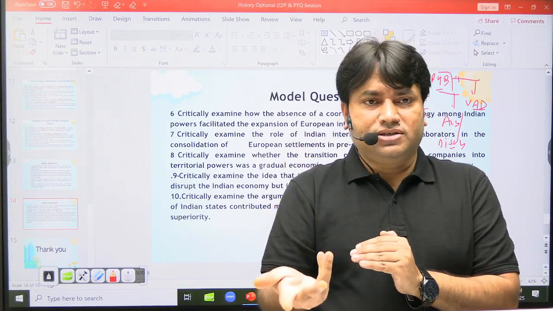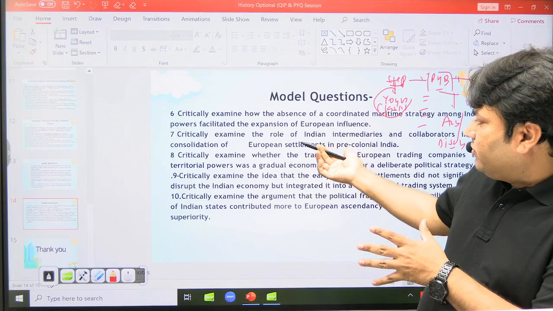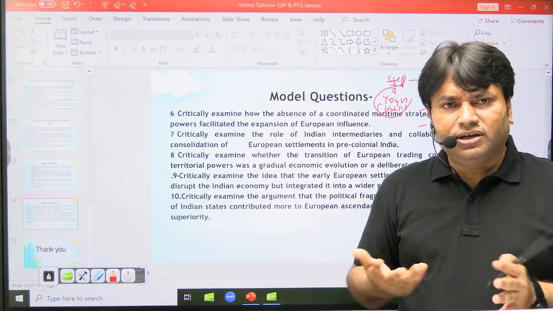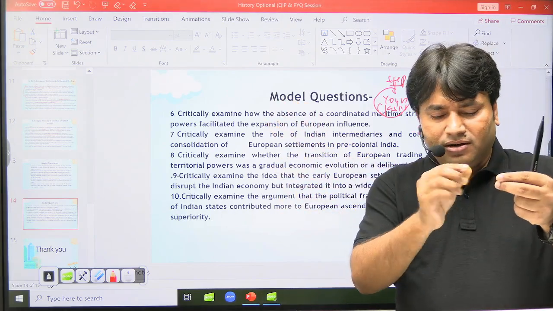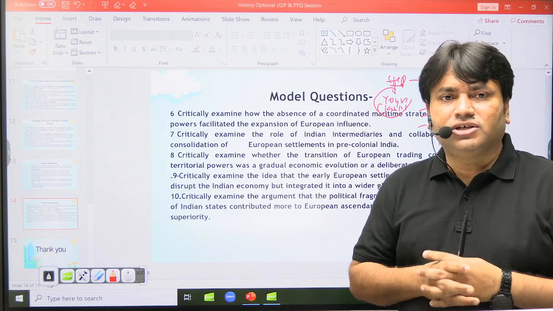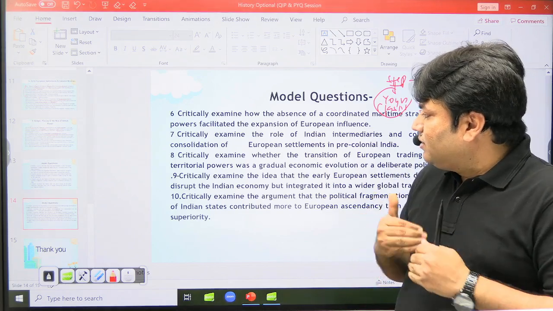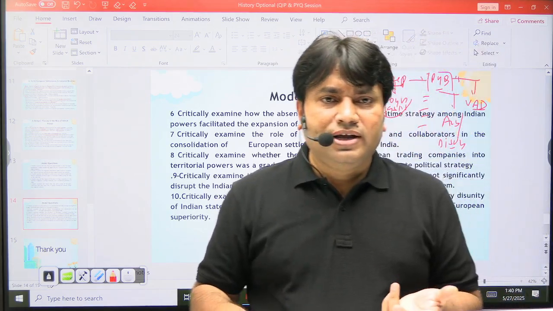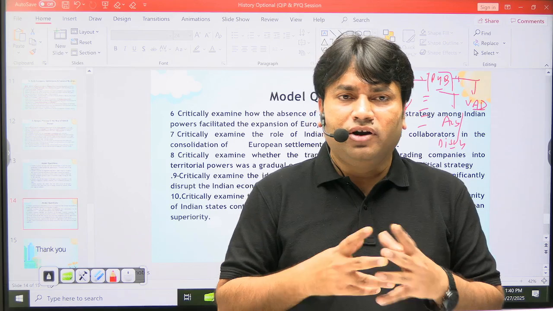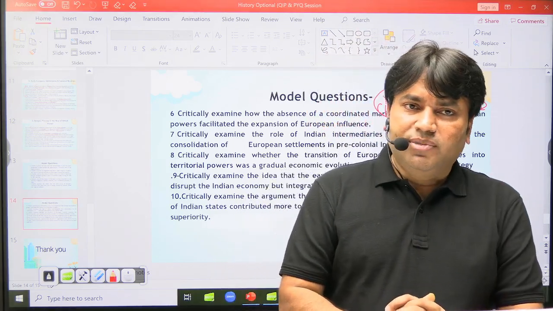And after this, there are 10 model questions here. You don't need to write the model questions, but when you make an answer format of these model questions, you will be in a position to make an estimate or evaluate yourself whether the discussions are fruitful or not, right? So this is the very basic purpose.